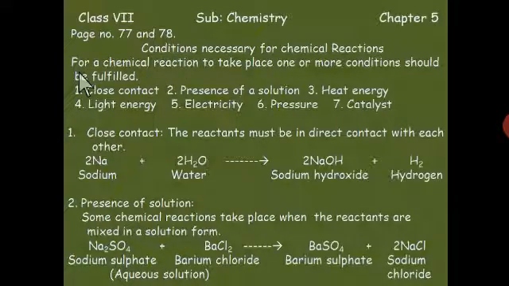Now let us start. For a chemical reaction to take place, one or more conditions should be fulfilled. For example, close contact, presence of a solution, heat energy, light energy, electricity, pressure and catalyst. First is close contact. The reactants must be in direct contact with each other. For example, sodium and water. These two reactants must be in close contact to form sodium hydroxide and hydrogen.